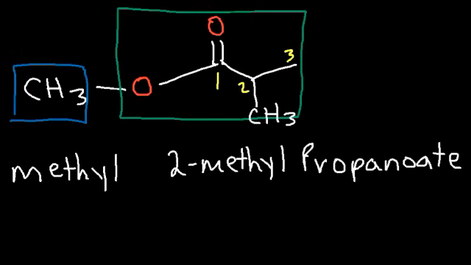And we can write that together. Whenever you need to separate a number and a letter, use a hyphen. You don't need to separate 2 letters, by the way. So this is it, methyl 2-methyl propanoate. That's how you name it. So now let's work on another example. Try this one.